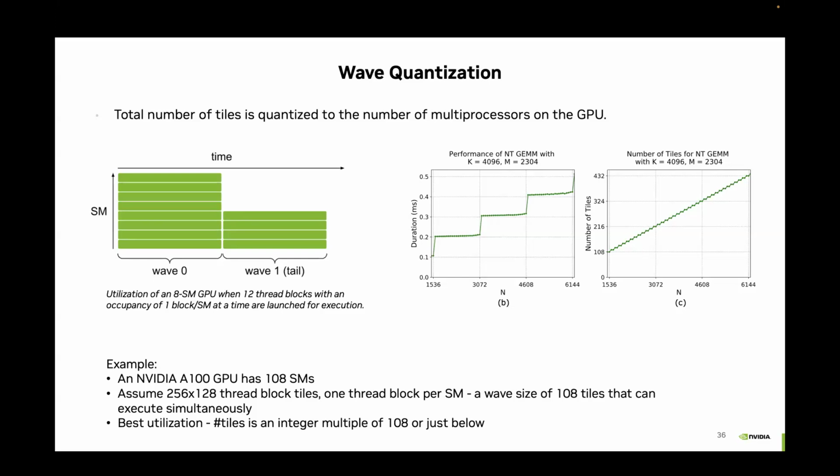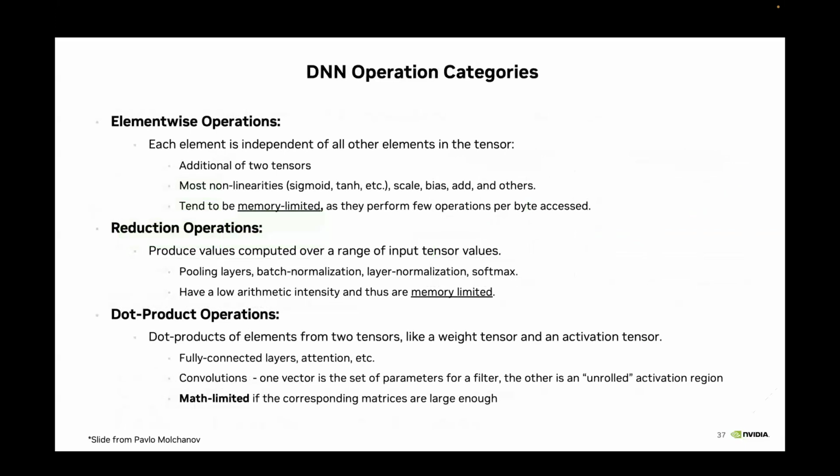Now let's talk a little bit about DNN operators in general categories, right? Element-wise operations, they're each independent. They tend to be memory limited. They perform very few operations per byte, right? I'm talking about an element-wise add, element-wise multiply. Reduce operations are usually arranged over the input, right? There's some set that's being reduced. We're talking about pooling, batch norm, layer norm, softmax. They typically also have low arithmetic intensity. You're not doing much math for the data you fetch. So you're going to be memory limited.